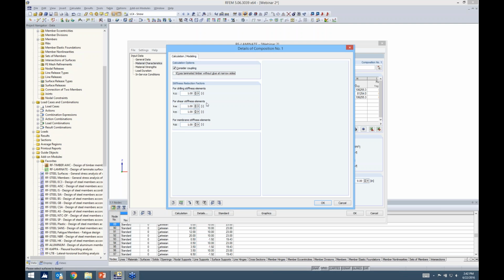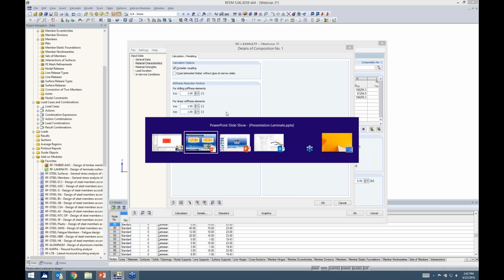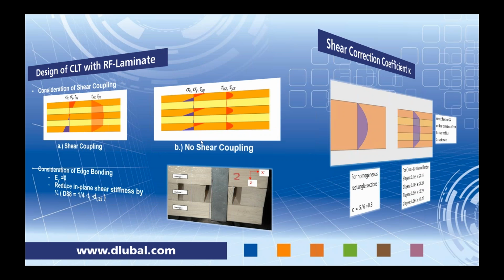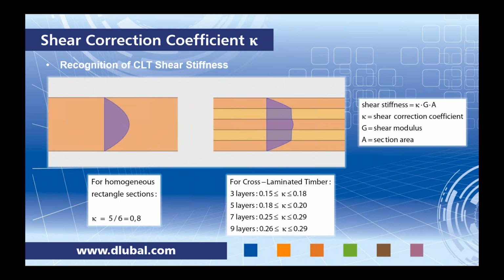Now for shear stiffness elements, this gets a little bit more complex. If we take a look at basically any type of rectangular section, we will always have a shear stiffness reduction. For homogeneous rectangular sections, this is set at 0.8. However, for CLT, we obviously don't have a homogeneous section. We have all these different layers, so we can't really make this assumption here. For our shear stiffness, we do need to somehow determine that, and it is the shear correction coefficient K times G times A. Now, what is this K for cross-laminated timber?